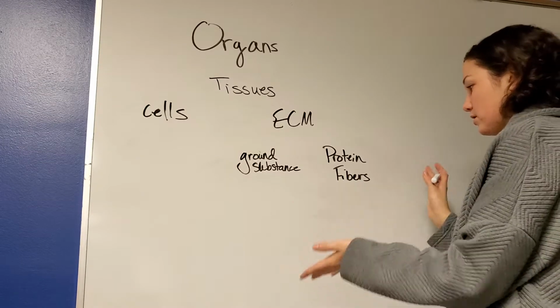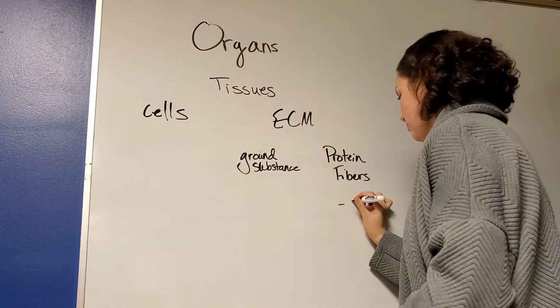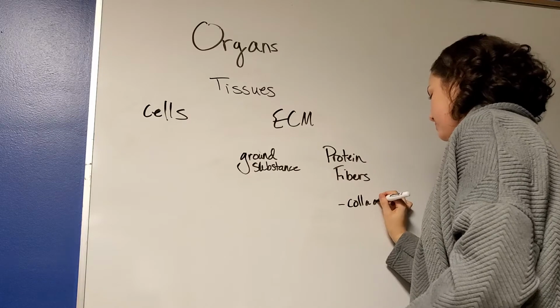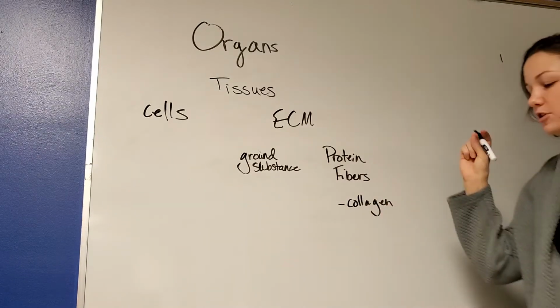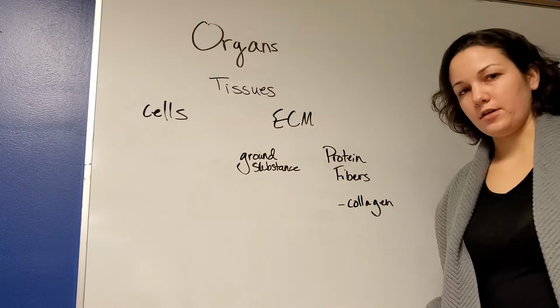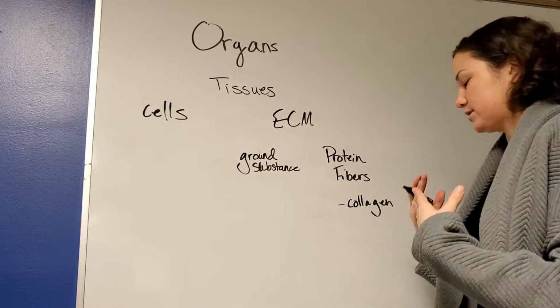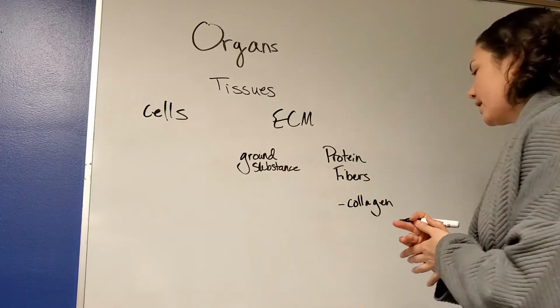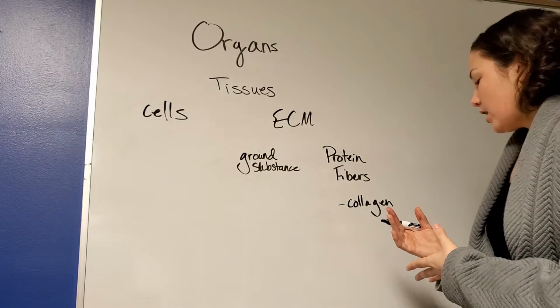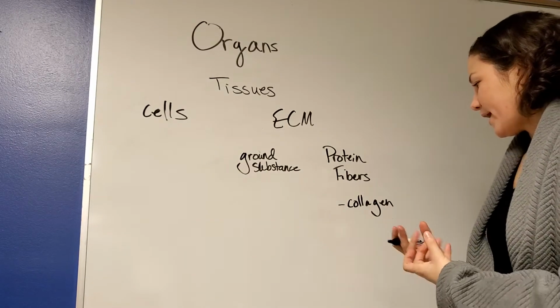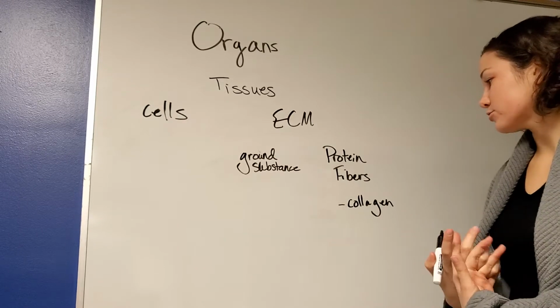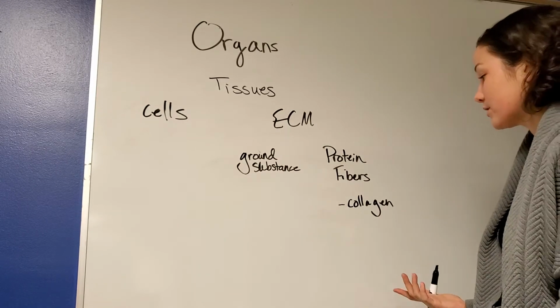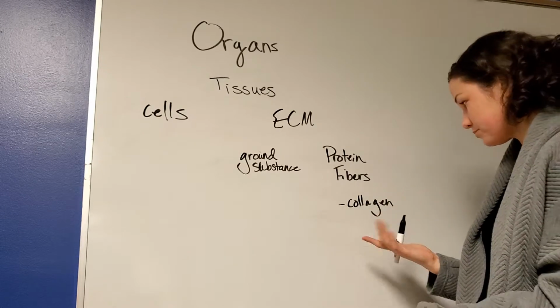Protein fibers, there are 3 of them. First we have collagen. Anytime you hear the word collagen, you should immediately think tensile strength. That's kind of like collagen's catchphrase. It's a really compact protein structure, and it's there for structural support of other materials in tissues.